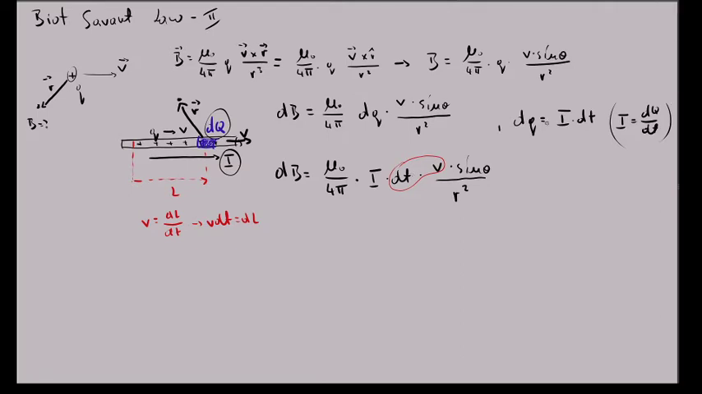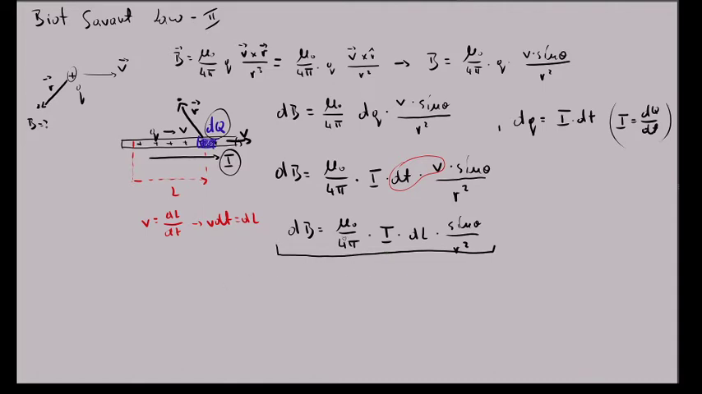Now I have dB equals mu naught over 4 pi times I times dl, where dl is a section of a wire, times the sine of the angle theta over r squared. So you could already use this equation, but let's make sure we know what it means. I'm going to redraw the picture, and then we'll modify this equation into a vector form.